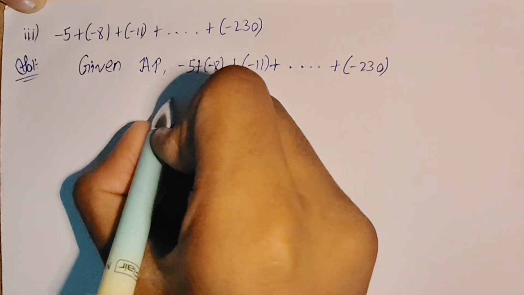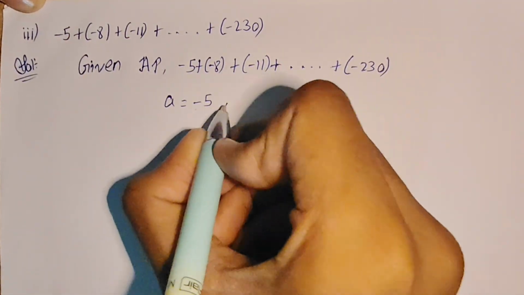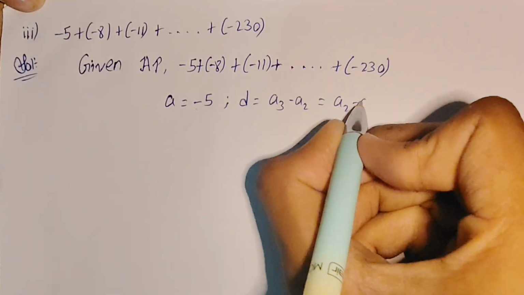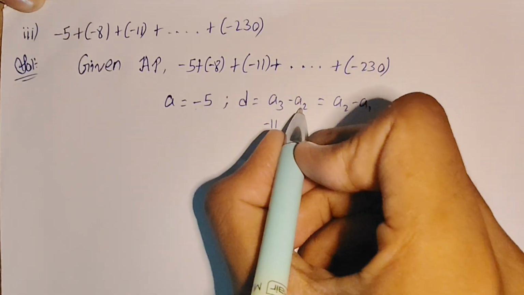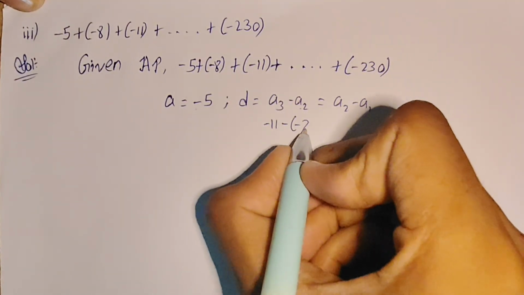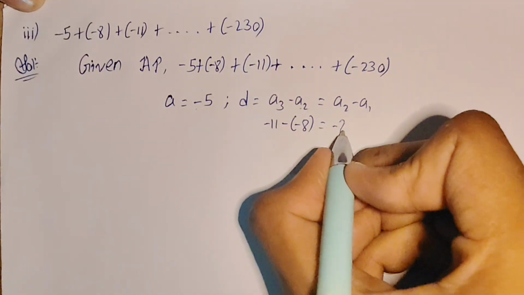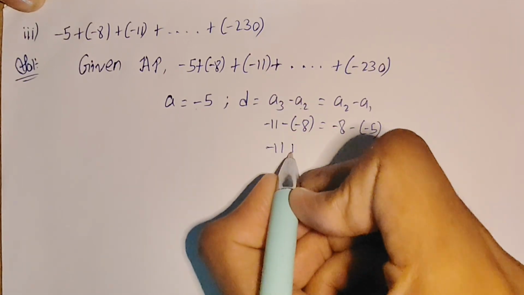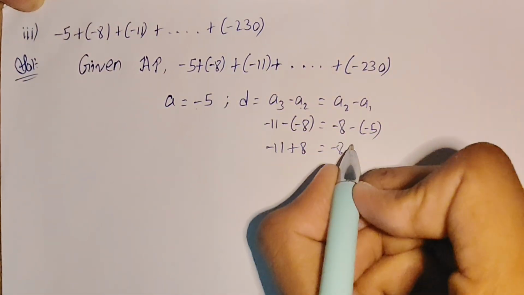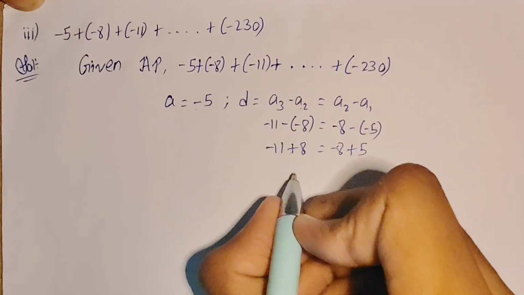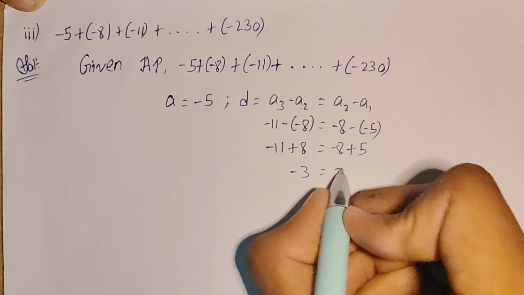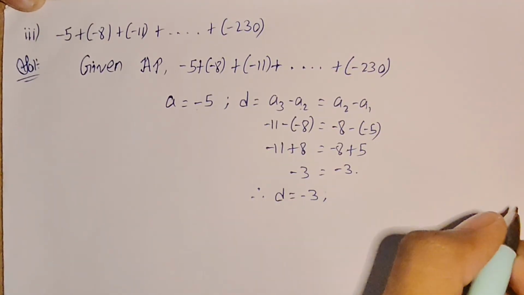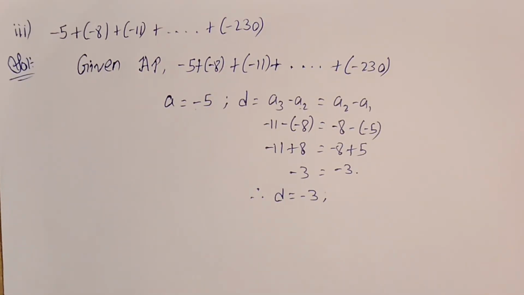By using this AP, I am taking the value of a is equal to minus 5, the first term. After that, d is equal to a3 minus a2, which is equal to a2 minus a1. The value of a3 is minus 11 and the value of a2 is minus 8. So minus 11 minus of minus 8 is equal to minus 8 minus of minus 5. Minus 11 plus 8 is minus 3, equal to minus 8 plus 5 is minus 3. So therefore we got the value of d is equal to minus 3.